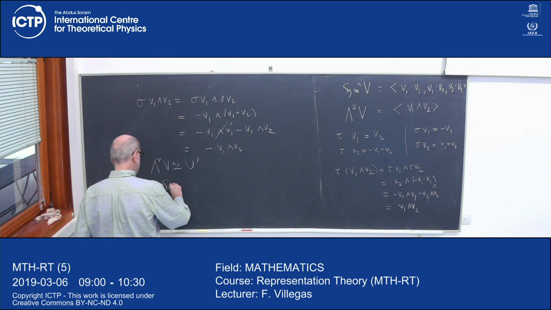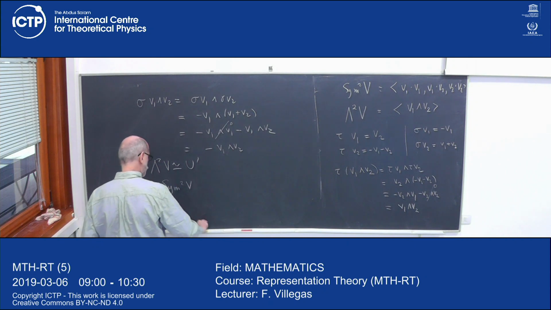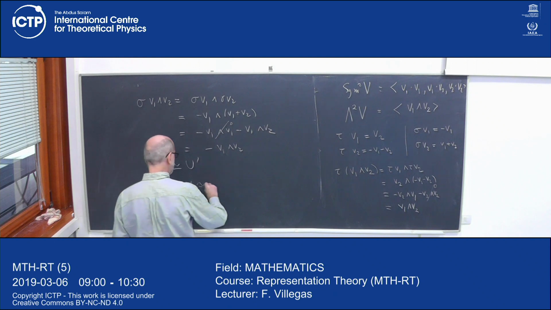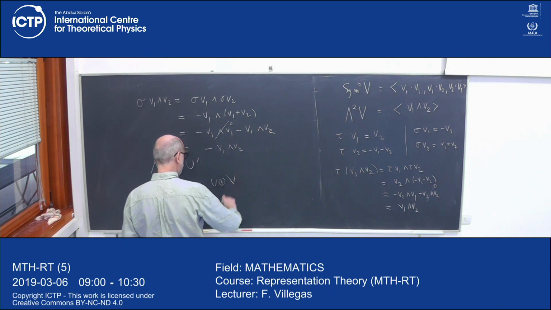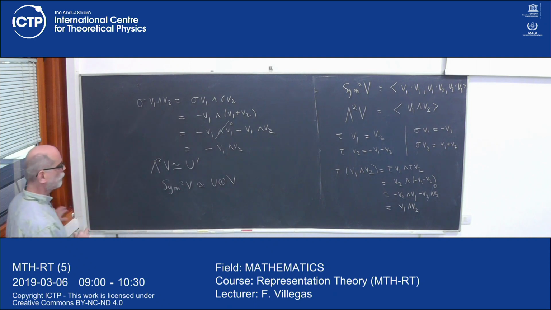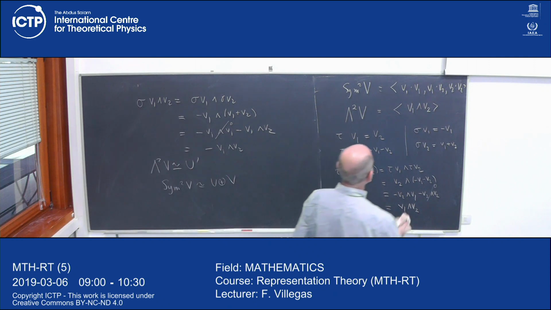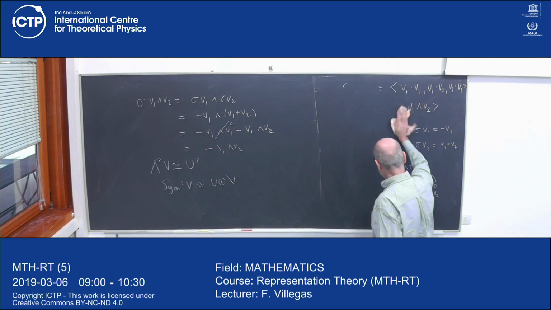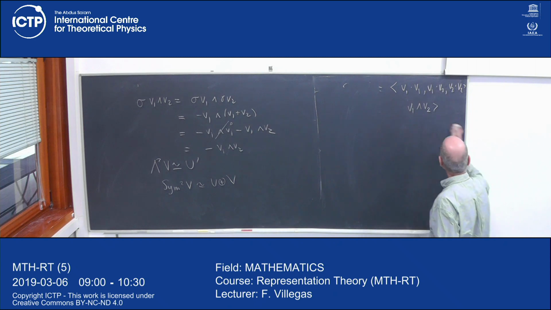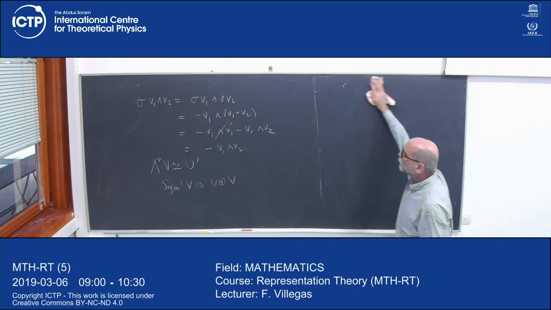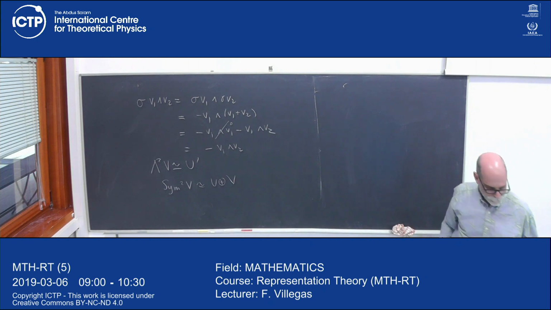Okay, and so next time we'll work on Sym2 of V, we'll see that this is isomorphic to U wedge. And the sum of the three is the tensor product of V with V. Okay, so these three products, tensor, wedge, and Sym, are important for our discussion. So I'll spend some time with the general case at some point. Okay.